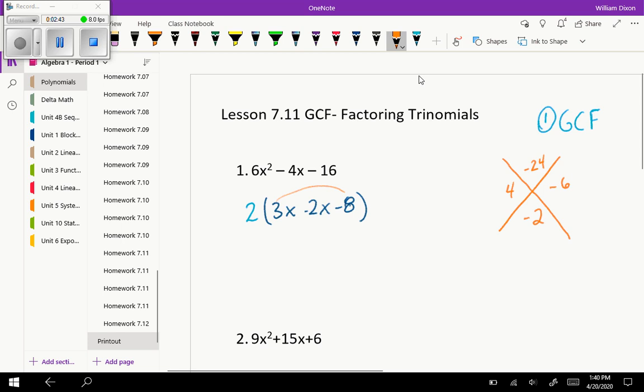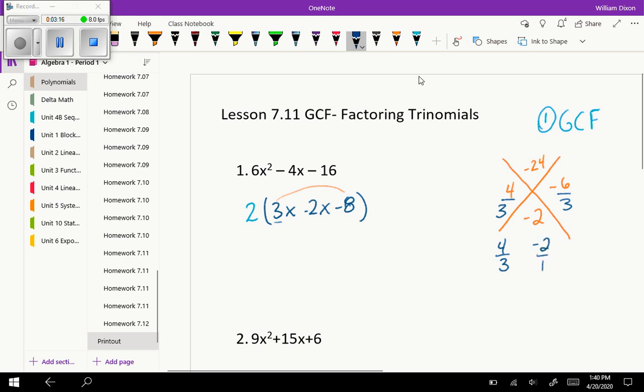Okay, so my next step is to take each one of those, the 4 and the negative 6, and divide them by my leading coefficient. So my leading coefficient is 3. So that's 4 divided by 3, and that's negative 6 divided by 3. The only thing I have to do here is make sure that it is in lowest terms. So 4/3 is lowest terms, so I'm good there. On the other side, I know I can reduce that. Okay, so that reduces to negative 2/1.